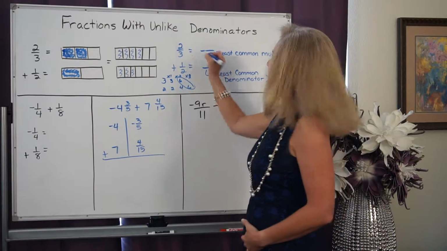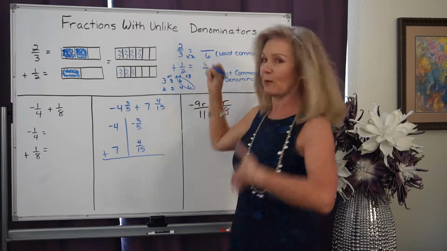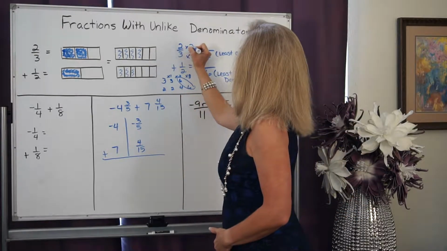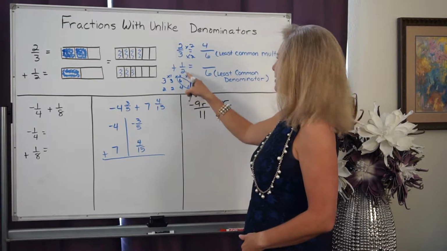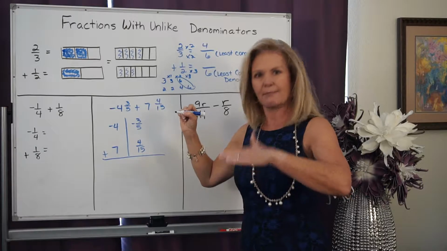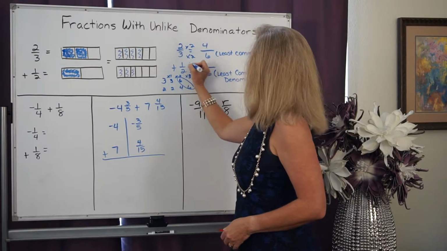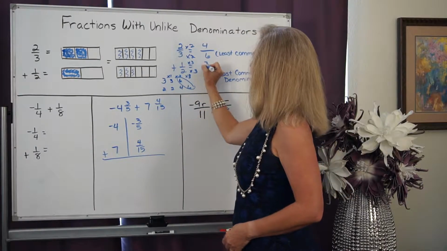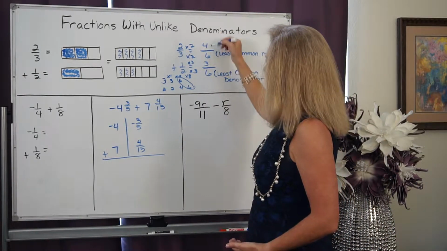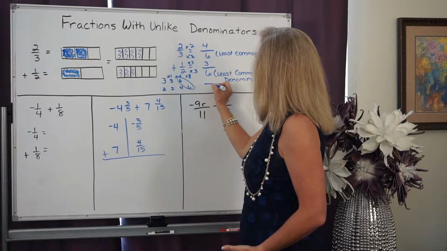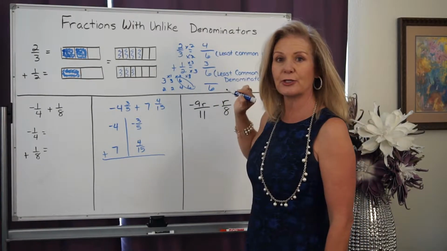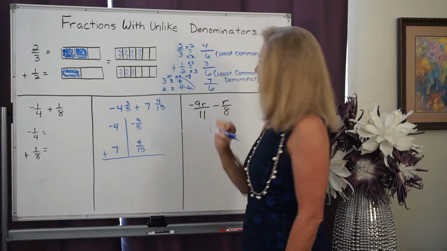So I think to myself, 3 times 2 is 6, but whatever I do on the bottom, I have to do on the top. 2 times 2 is 4. And I think 2 times 3 is 6, but whatever I do on the bottom, I have to do on the top. 1 times 3 is 3. And when I go to add those together, now I've got my common denominators. So I have a denominator of 6, and I can add those numerators. 4 plus 3 is 7.